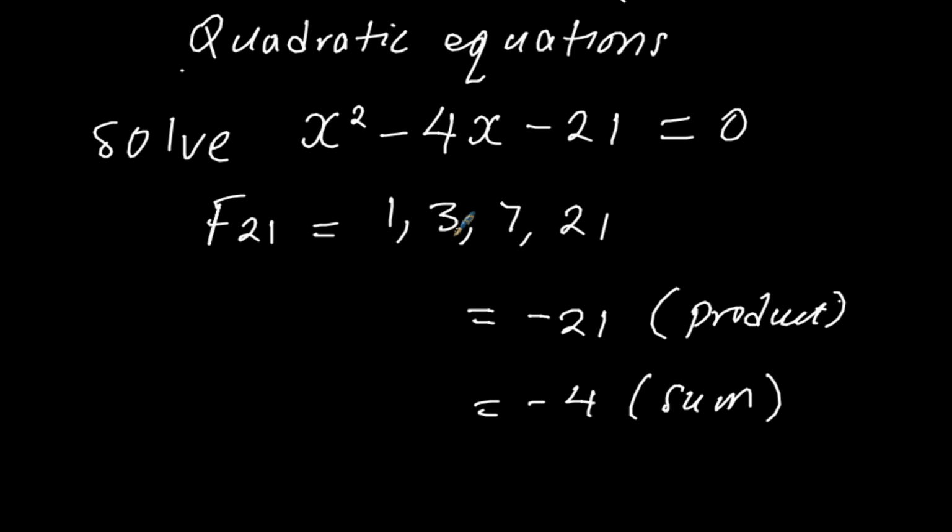So the product, we can get it from 3 and 7, but one of them should be a negative for us to get a negative 21. 3 times 7. And what determines the negative is this sum. Now since the sum is negative 4, when we make the 3 negative, it will give us positive 4. So we are supposed to make the 7 negative for us to get a negative 4. That will be 3 plus negative 7, giving us negative 4. So these are the factors we are going to use.